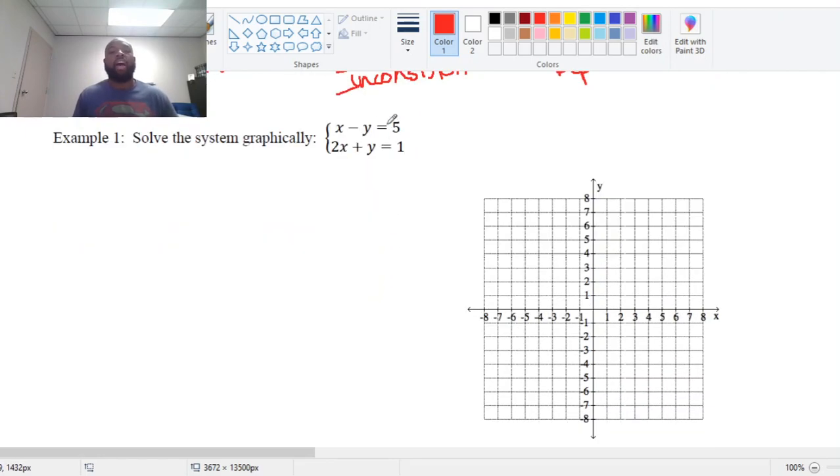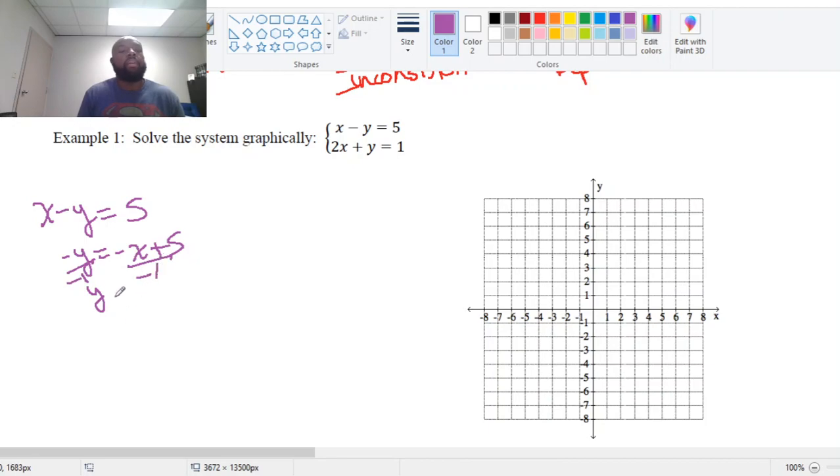x minus y equals 5, 2x plus y equals 1. All right. If we're going to solve this graphically, we're going to have to graph each of these equations. I'm going to write these in slope-intercept form. Divide both sides by -1, right? We get y equals x minus 5, right?